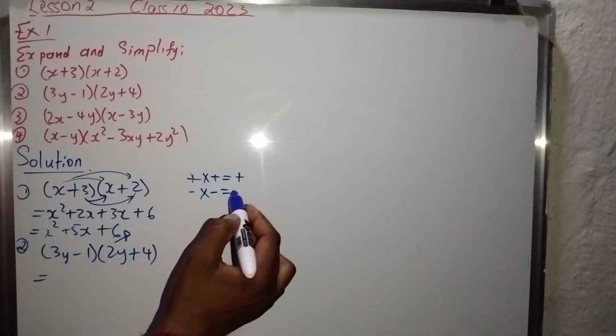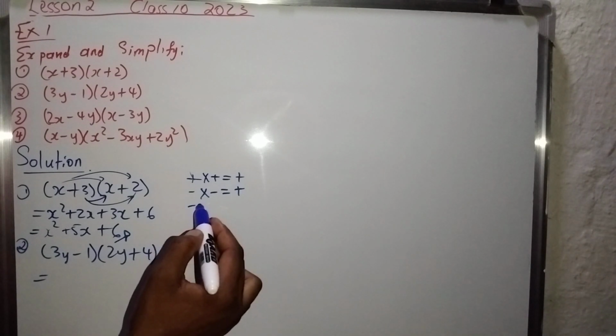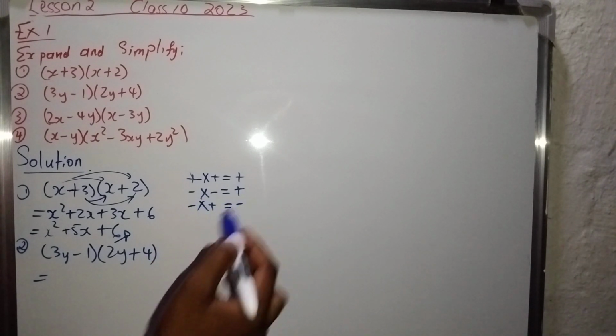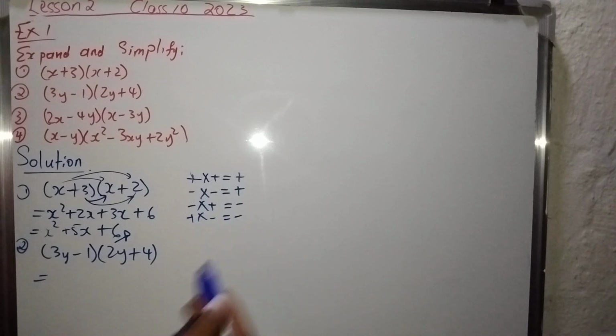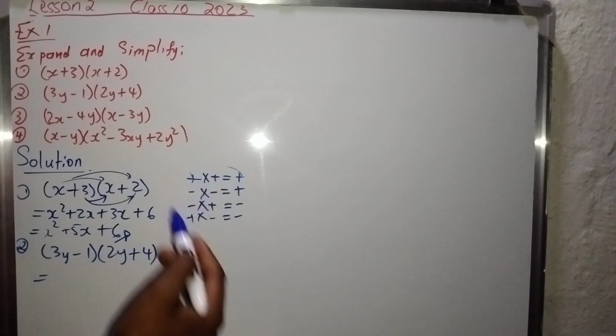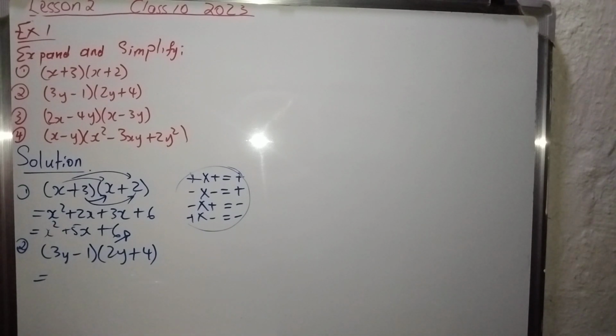Negative times negative is going to give you positive. And negative times positive is going to give you negative. Either way, positive times negative is going to give you negative. So you must be aware of this. Please, guys, do not make mistakes here.